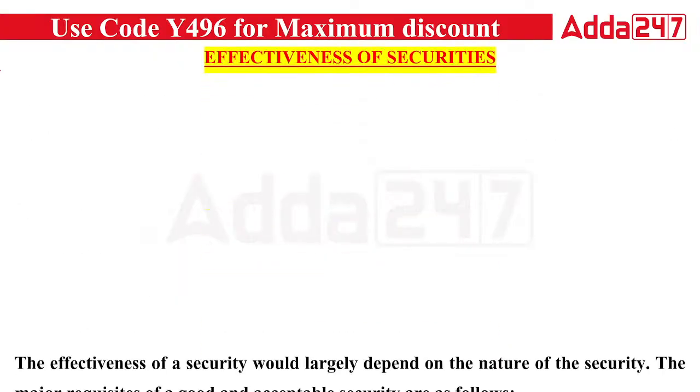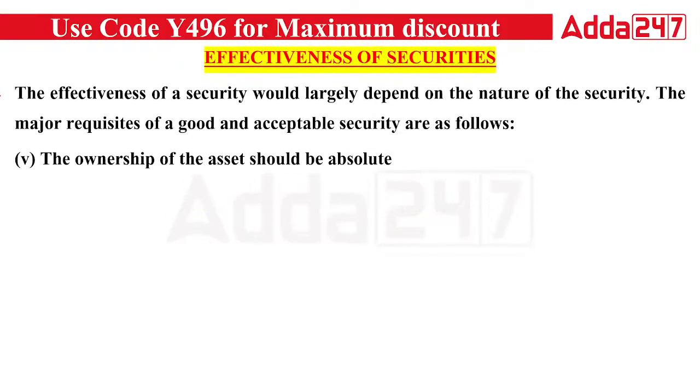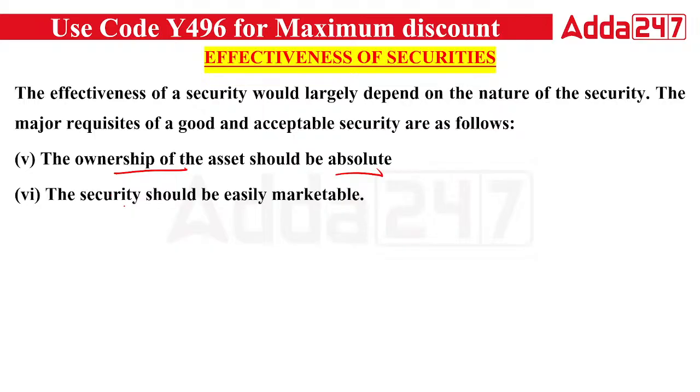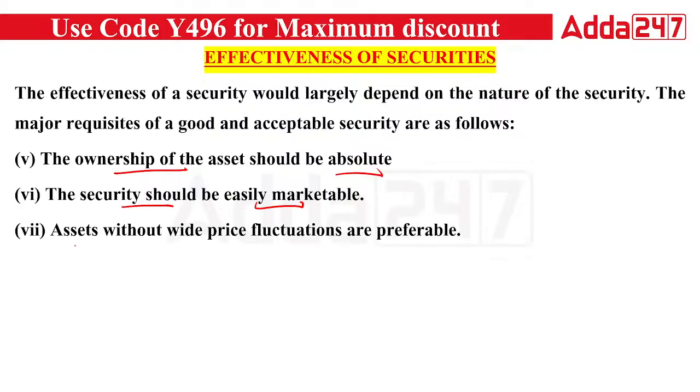Okay, apart from that, the next point that has been defined to us is that the ownership of the asset should be absolute. The ownership of the asset that the customer is giving as a security to the bank should be absolute. Also, the security should be easily marketable, like you can easily sell that security, and anybody can purchase it. Assets without wide price fluctuations are preferable.